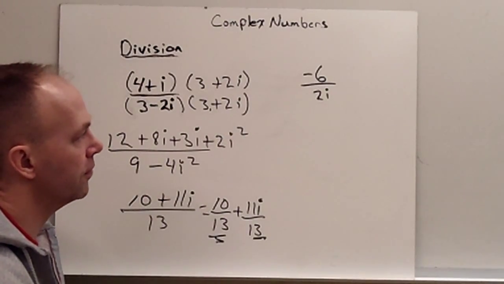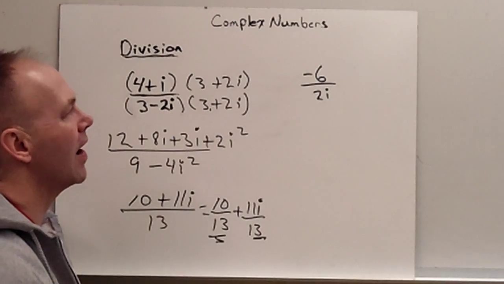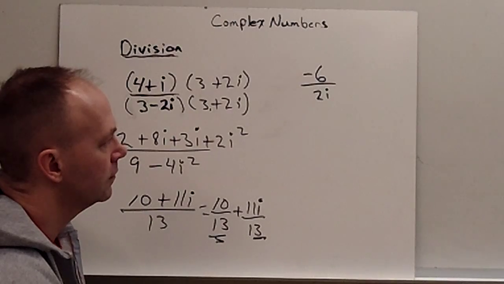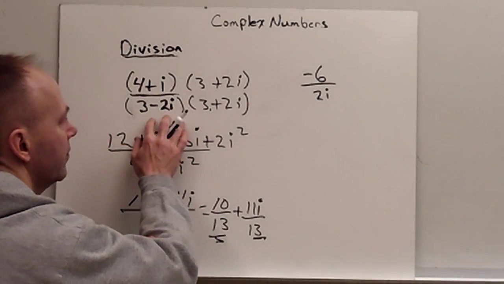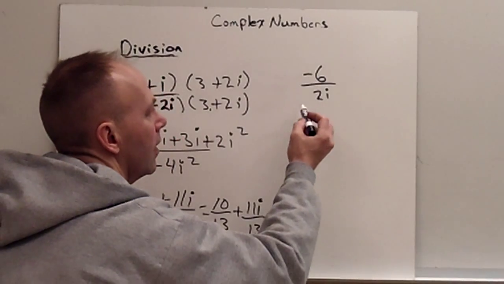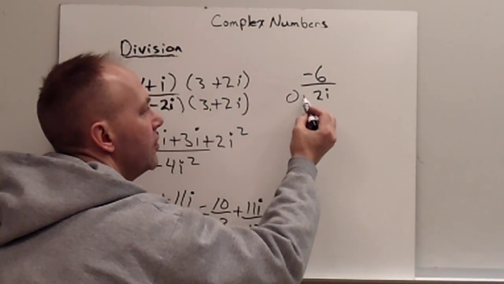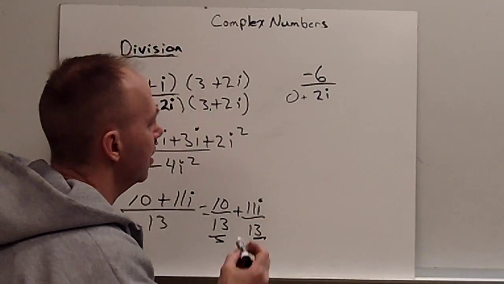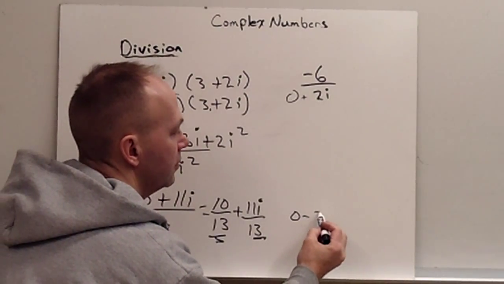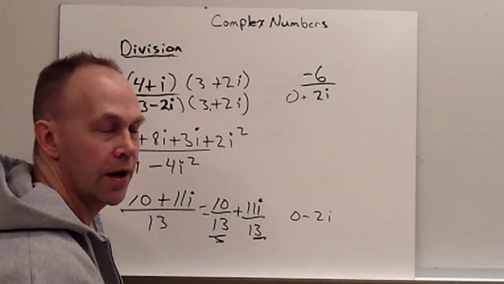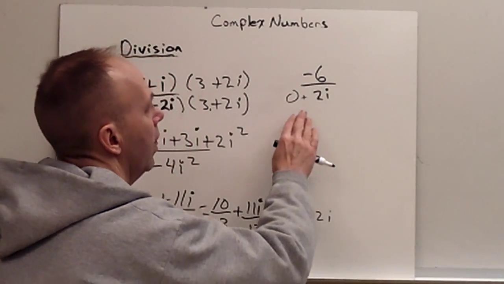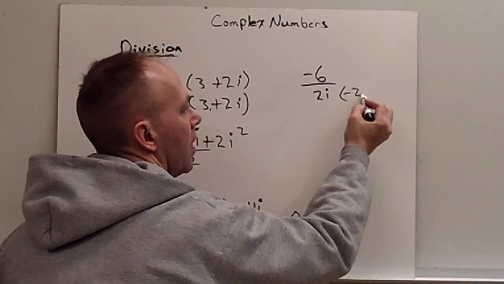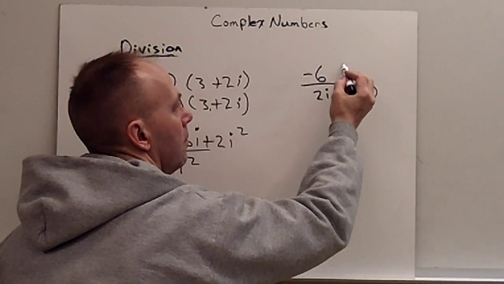One last thing to leave you with. When I've got division by a complex number where the real part is 0, it's actually easier than this. Because in truth, that's 0 plus 2i. Its complex conjugate is 0 minus 2i, or minus 2i. So when I multiply by the complex conjugate, I can just write minus 2i.